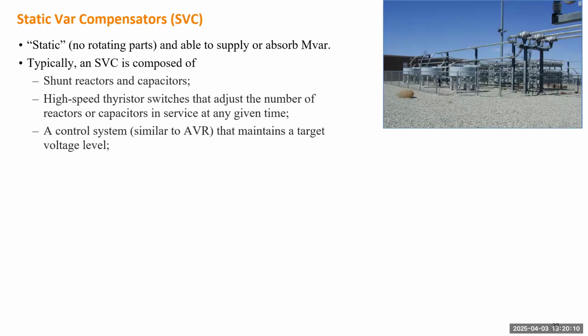Usually each SVC can have shunt reactors and capacitors. They will be switched not by mechanical switches but by power electronics, like high-speed thyristor-based switches, so you can control them remotely. They have a control system very similar to automatic voltage regulation for a generator. They can control the voltage at a location near the controller or far from there if you have a load compensation component.